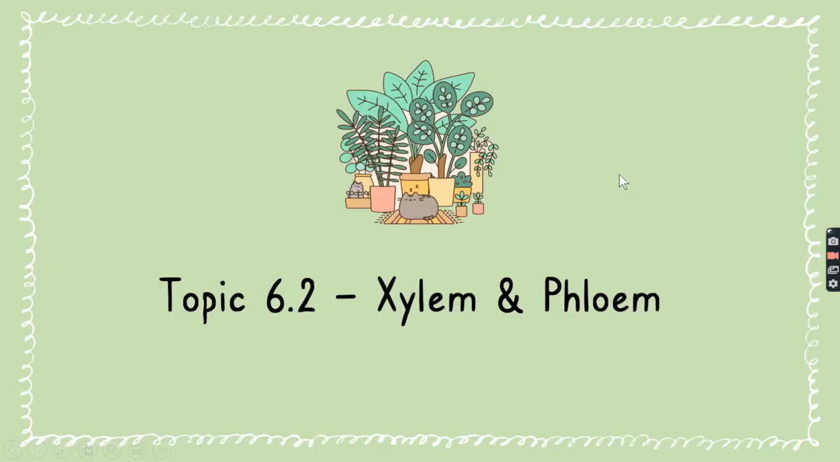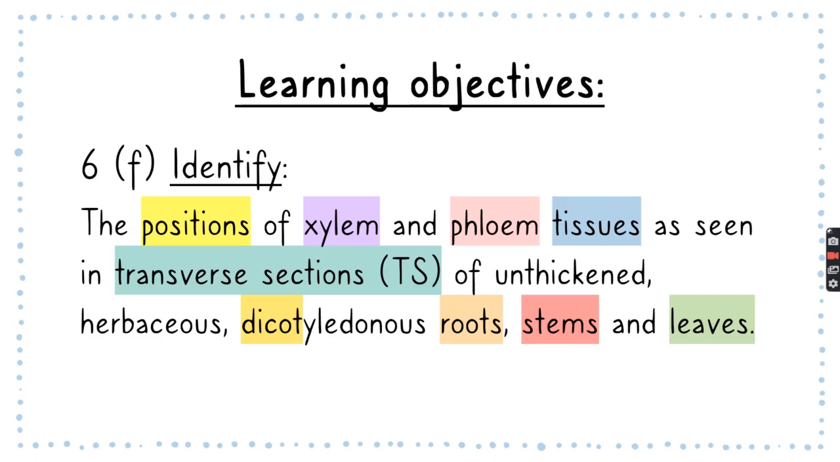Hi everyone, good morning. Today we're going to cover topic 6.2, Xylem and Phloem, and this is our learning objective. We're going to look at the positions of the xylem and phloem tissues as seen in the transverse sections of unthickened herbaceous dicotyledonous root, stems, and leaves.